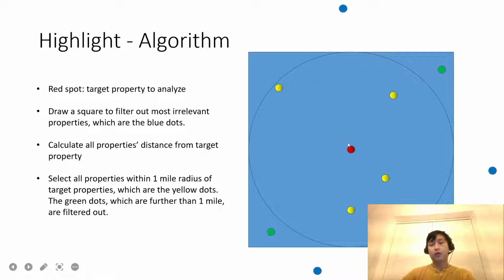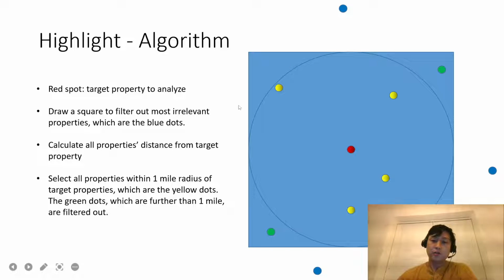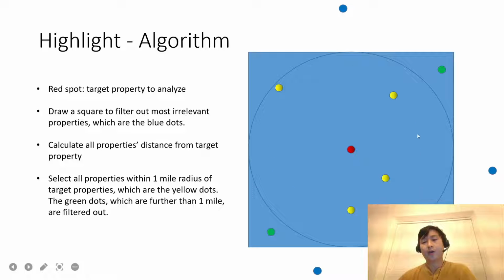So I want to talk about the algorithm. The red spot here is property for sale on the market, and everything else are historical rented out properties. So I know how much they're rented out for, how long it took, and I want to draw a small square first, and then draw a circle. This circle is a 1 mile radius circle, and I'm only interested in the properties that's inside this circle, which are the yellow spots, and I'm going to use these yellow spots to estimate how much the red spot is going to be rented out.